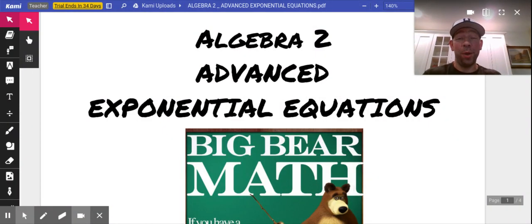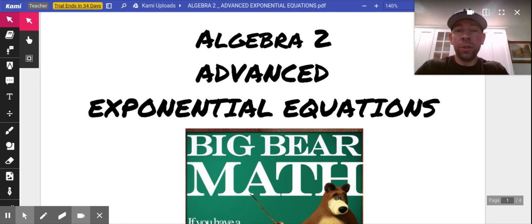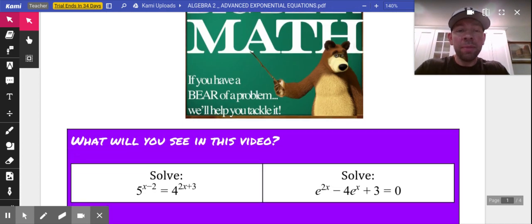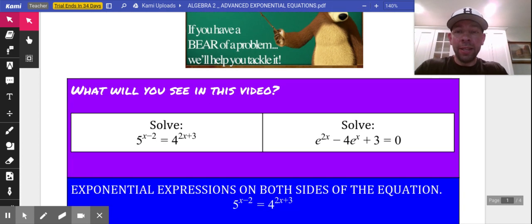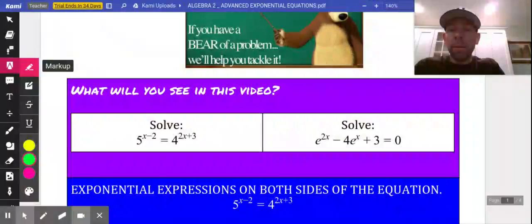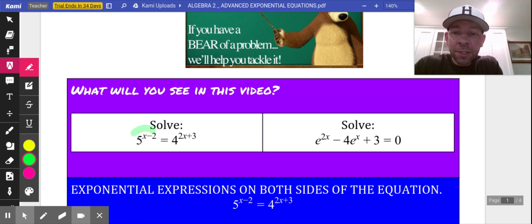We've got some big bears to tackle today. As our title suggests, we're not just looking at exponential equations, but at some advanced exponential equations, and we're going to see some really wild twists and turns here today. A couple of things you're going to see may look a little scary: we're going to see an equation where we have an exponential expression on not just one side, but on both sides.